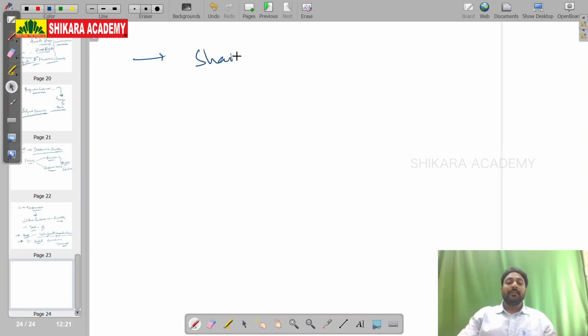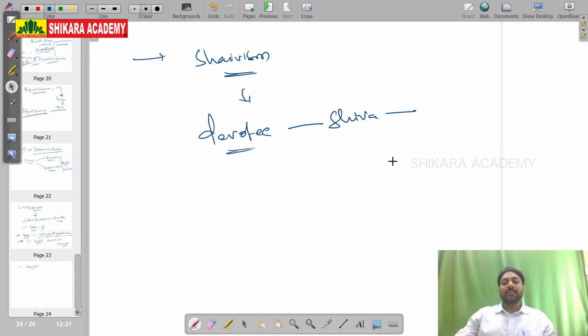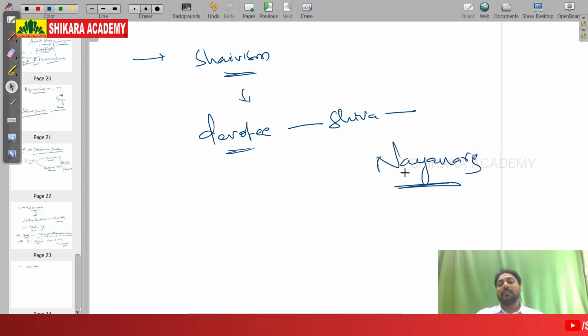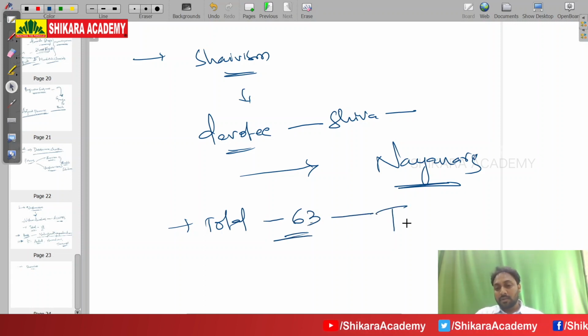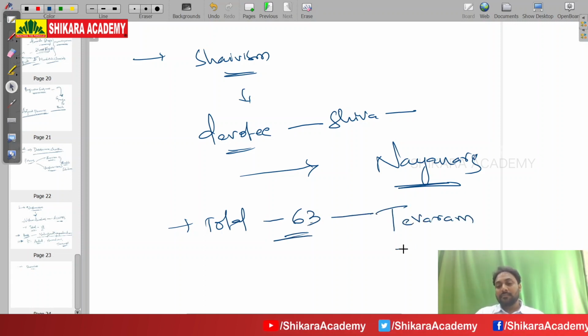నెక్స్ట్ శైవిజం, devotees of Shiva. Devotees of Shiva are called Nayanars. They are all the great devotees of Shiva. Total number of Nayanars is 63. They all composed a book called Tevaram.